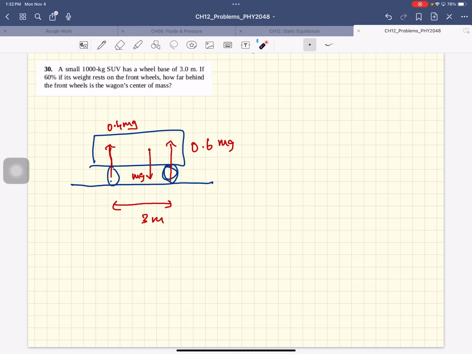Okay. Now to find the center of mass, is the object rotating? No, it's not. So let's calculate the torques about this point. Okay, so this distance, let's call it x, and this would be 3 minus x. If you calculate the torques about the center of mass, this force is trying to rotate the SUV counterclockwise. This force is trying to rotate the SUV clockwise about that point. Since it's not rotating, the counterclockwise torque is balancing the clockwise torque.